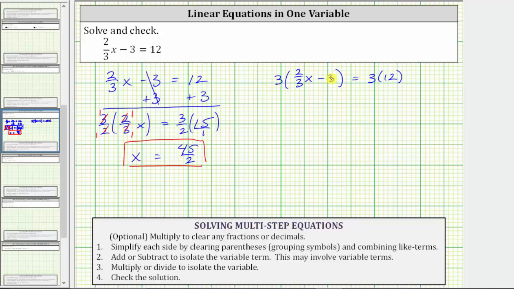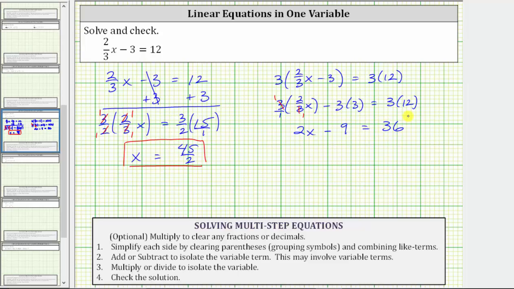Let's go ahead and show the distribution here on the left. We have 3 times 2/3 x minus 3 times 3 equals 3 times 12. And now let's determine the products. Let's write 3 as a fraction with a denominator of 1. Notice how the 3's simplify to 1's. We now just have 1 times 2x, which is 2x, minus 3 times 3, which gives us minus 9, equals 3 times 12 is 36.